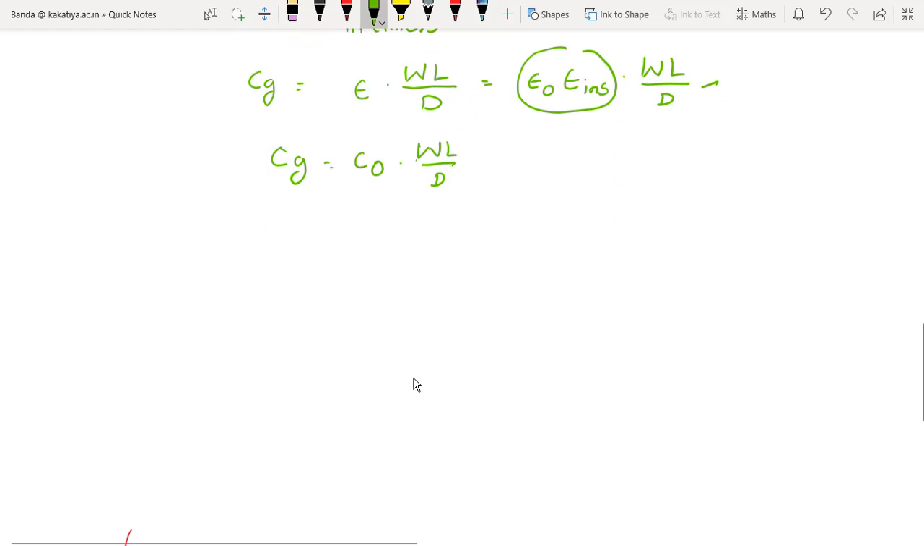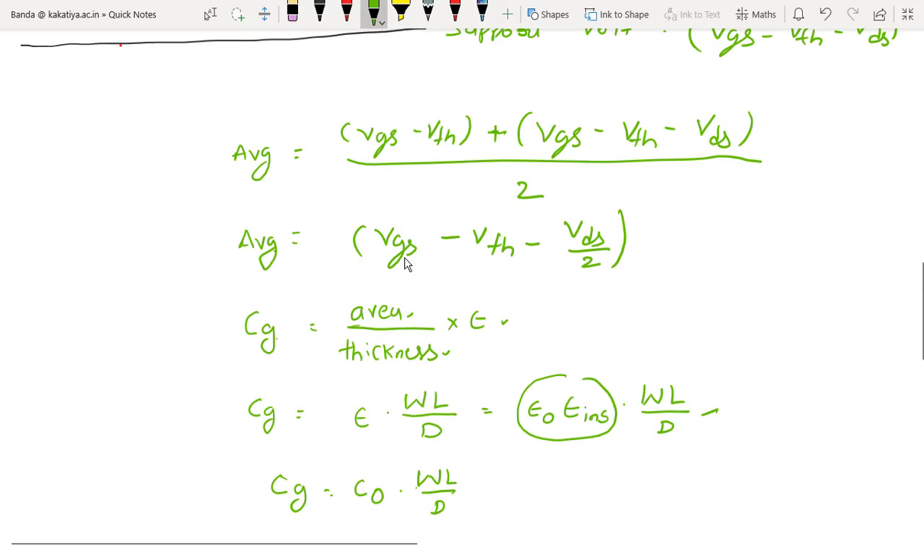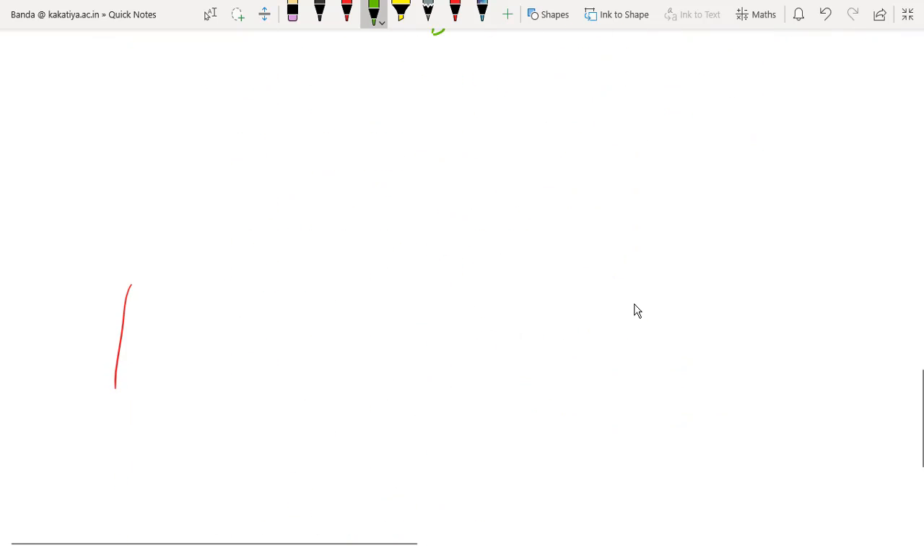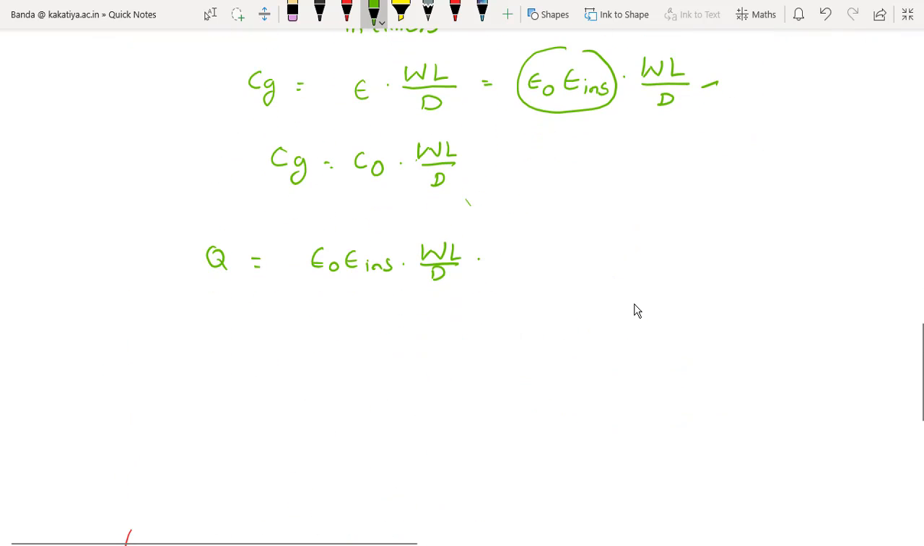Now CG is also over and L is also over. Then what is the Q? Q is nothing but CG into V. What is CG? Epsilon naught, epsilon insulator into WL by D. What is the value of V? We have already seen that the average is VGS minus VTH minus VDS by 2. So this is Q.